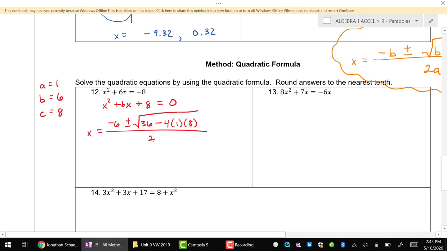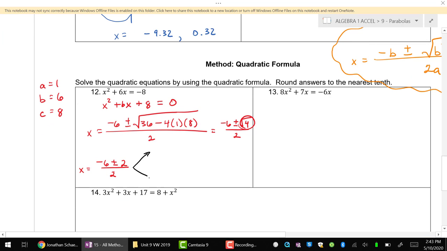And if I look in the radical, it looks like I'm going to have 36 minus 32. 36 minus 32 is simply 4. So negative 6 plus or minus the square root of 4 all over 2. And the square root of 4 is the number 2. So negative 6 plus or minus is already in the formula for me, which is nice. All over 2. Now, that's going to lead to two different numbers. We got to make sure we get them both.